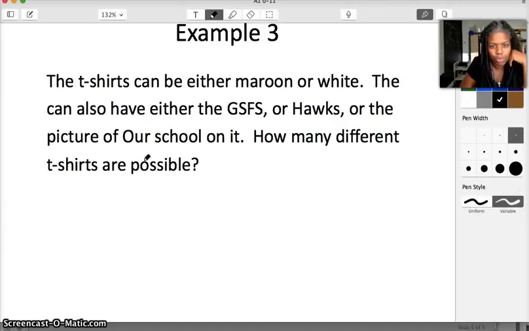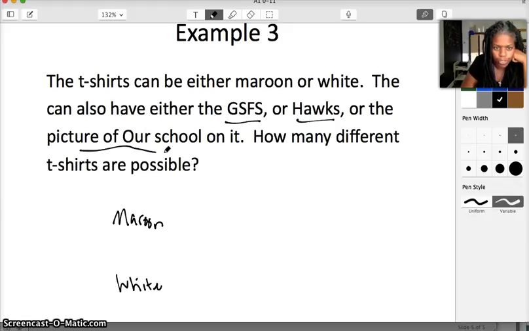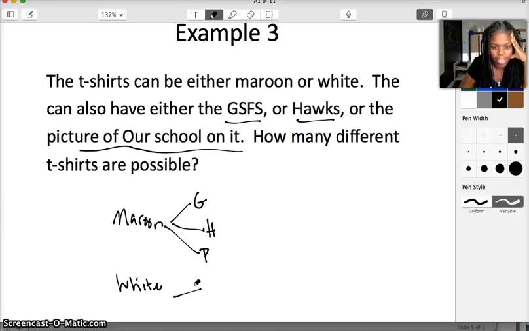So what we have is 2 t-shirt colors, and they could be either maroon or white. And we have a couple of logos that we could put on. We could put on the GSFS logo, Hawks, or a picture of our school. That little picture of the schoolhouse, very cute. Okay, so I'm going to use G for the GSFS logo, H for the Hawks logo, and P for picture, okay? So that's true in either color.